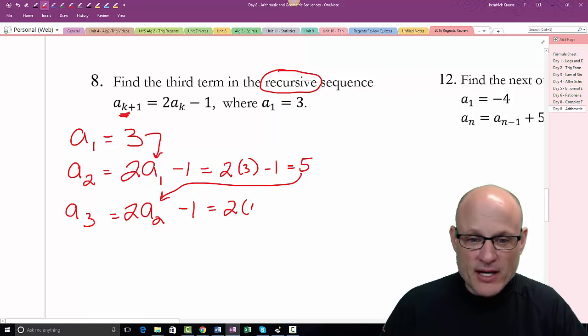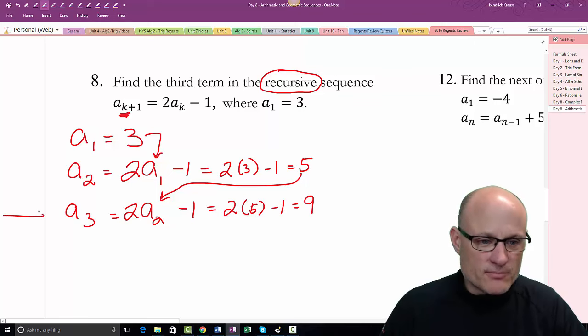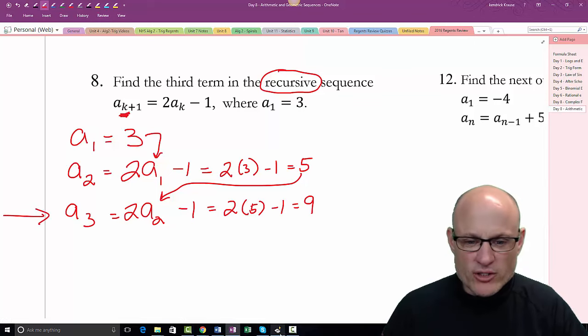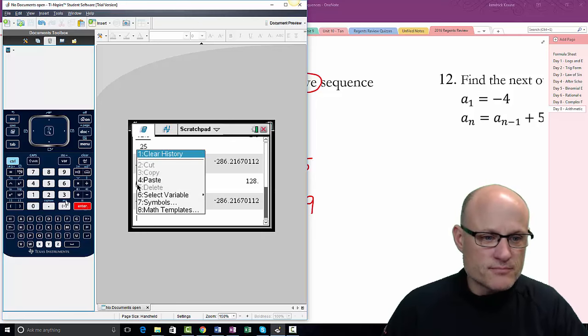So that's 2 times 5 minus 1, or 9. There's the third term. Now, you can always use your calculator to do this. It's kind of actually cool.